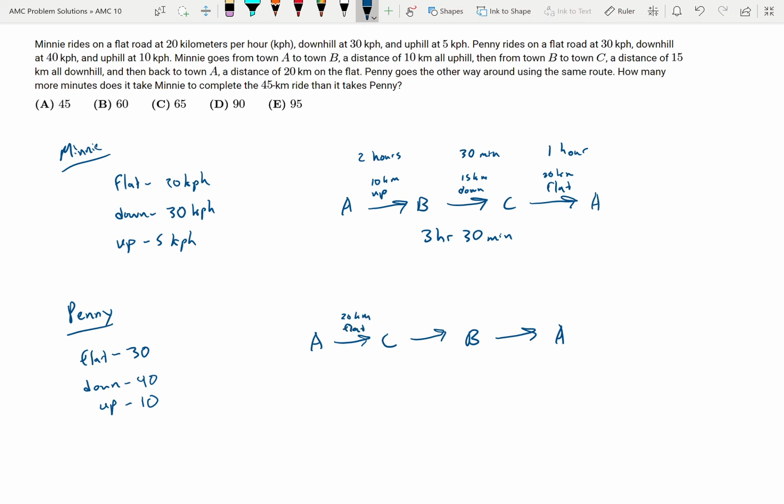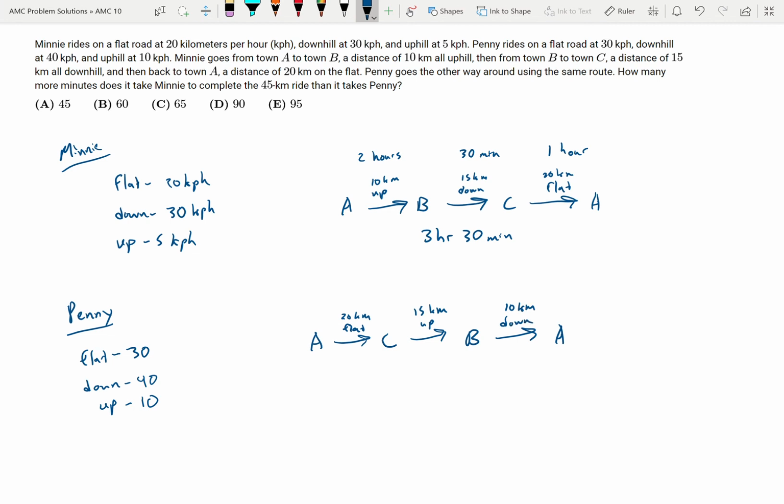But if you look from B to C, that was downhill for Minnie. Since Penny is going from C to B, that's going to be uphill for her. So she's actually going 15 kilometers uphill. And then again, it's going to be the reverse. The last one is going to be 10 kilometers downhill.